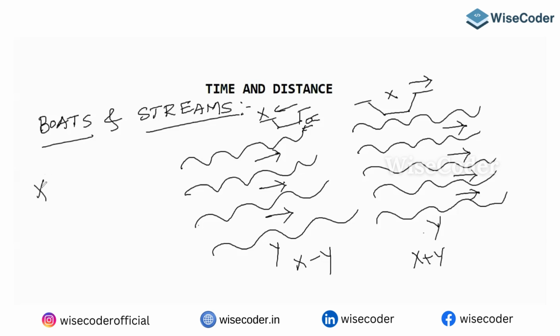In general, when both are moving in the same direction, speeds will get subtracted. But when boat and stream are both moving in the same direction, it will get added. When both are moving in the opposite direction, it will get subtracted. It's quite the opposite of relative speed. That's the only change. If you understand this particular change, no one will stop you in this concept. Please understand, this is very, very important.